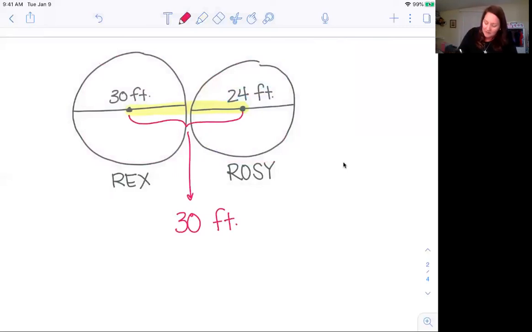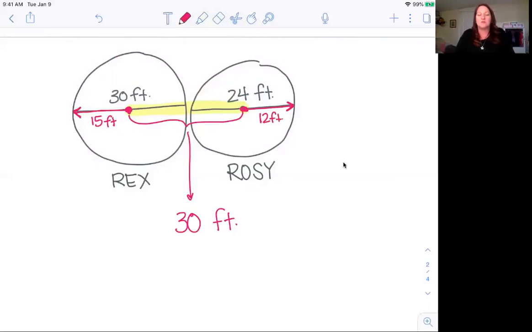What is left when I start here and I go this way to the left in this radius? What's half of 30? 15. Okay, 15 feet. And how much more do I need to go to the edge of Rosie's circle? What's half of 24? It is 12 feet.